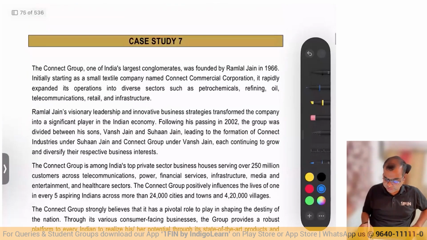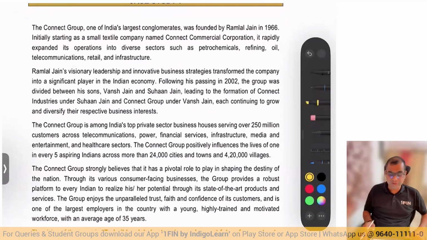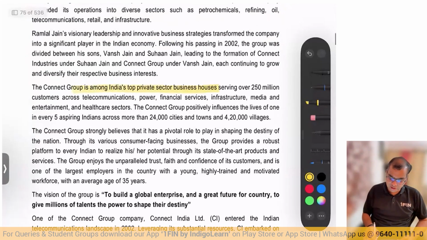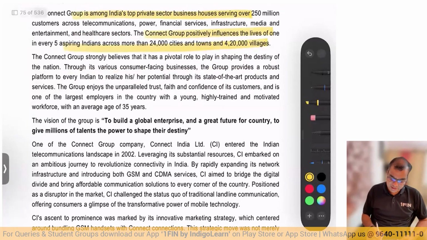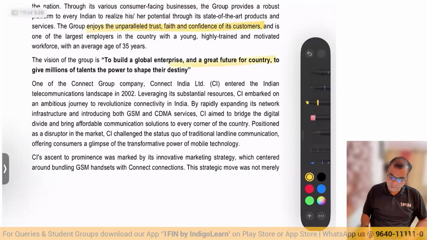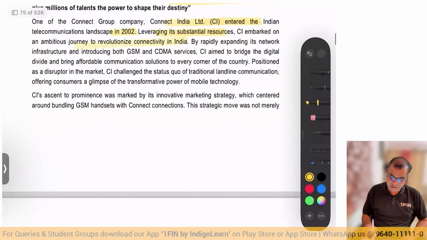Okay. So in this, I will not be reading the full case study. I'll be reading only the relevant portion. So it is among India's top business houses. The positive influence on the life of 1 out of 5 aspiring villagers. The group enjoys trust. All this is just story to build a global enterprise. All this again is story. One of the current group companies, Connect India. This company entered telecommunication in 2002, leveraging its resources. So they did a lot of leverage. They embarked on an ambitious journey, and a lot of that.